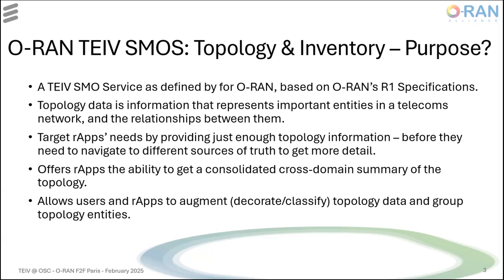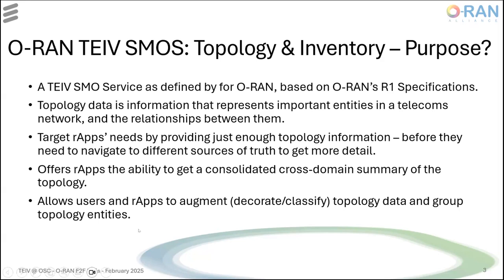The idea being to provide an abstracted or simplified view, and if you want more information than that, you should retrieve it from the actual source of truth. Okay, so as I mentioned, the idea is to allow our apps to have just enough topology information, and then if they need more, go get it.